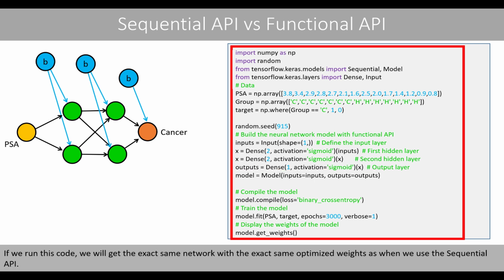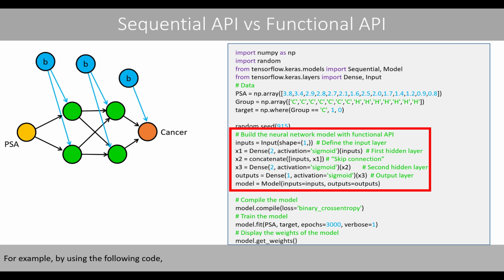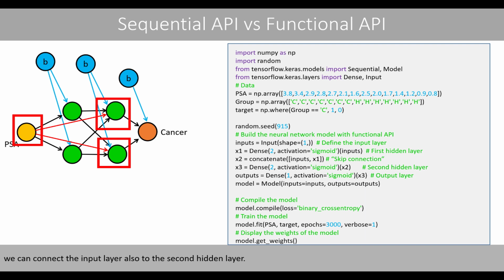If we run this code, we will get the exact same network with the exact same optimized weights as when we use the Sequential API. The advantage with the Functional API is that it gives us more flexibility. For example, by using the following code, we can connect the input layer also to the second hidden layer.